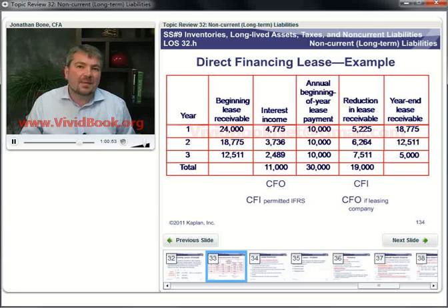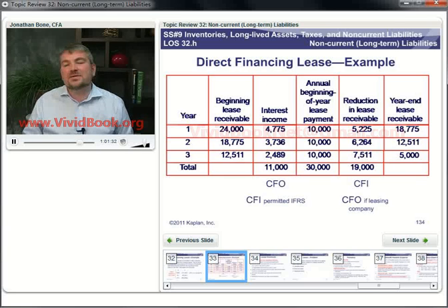We've then got a payment of 10,000. Now, what we're going to argue is that the 10,000 payment pays our interest, 4,775. So that will go through CFO, increasing CFO by 4,775. The other element is paying off our asset, essentially reducing our asset, and that will go through CFI. So essentially, we'll have 5,225 going through CFI, and the asset will fall from 24,000 in our balance sheet by 5,225 to 18,775.